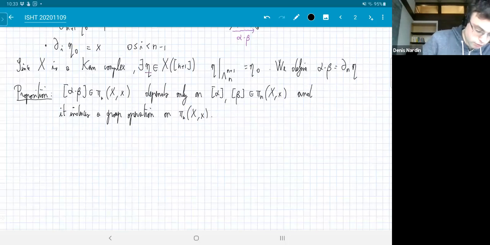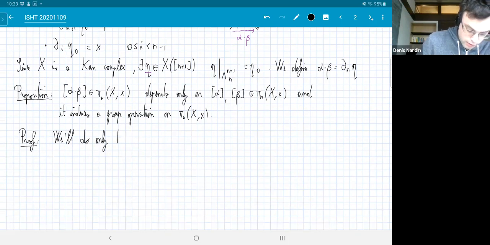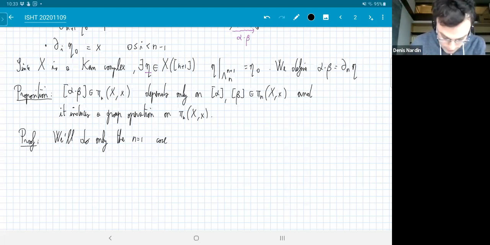In fact, I'm going to do the proof only for the n equals one case. Forgot that here you need n greater or equal than one. Of course, for n equals zero, this doesn't work. You cannot sum points. Anyway, we'll do only the n equals one case, just because I can draw it. And the proofs are a lot easier to understand when you draw them. In fact, when you translate them back into symbols, they work for every n.